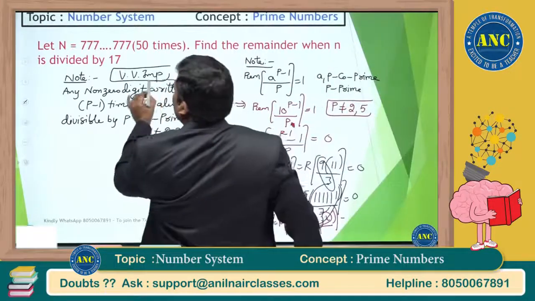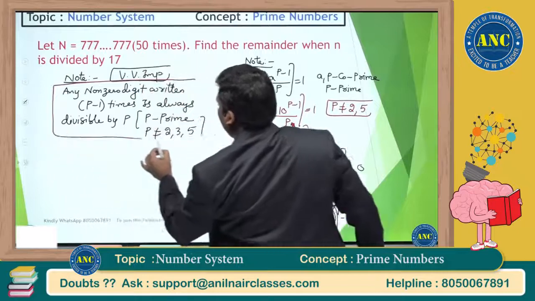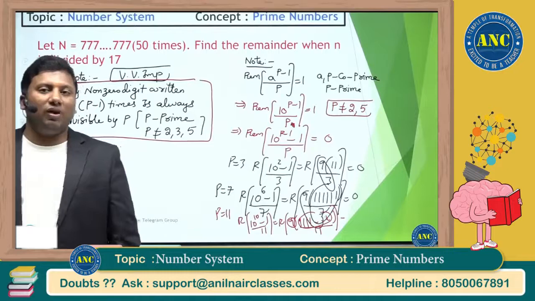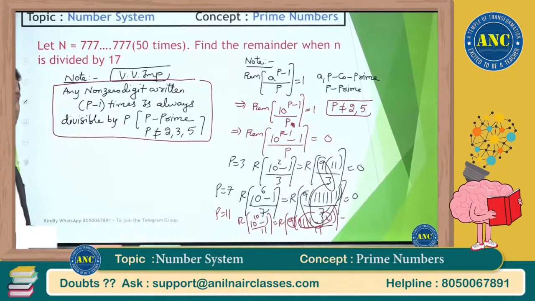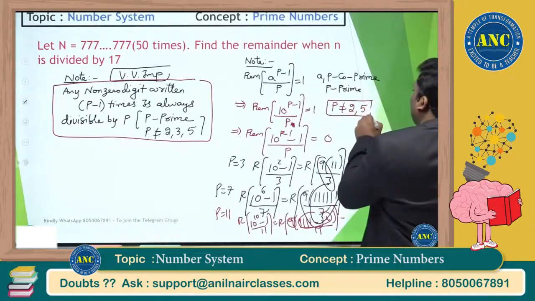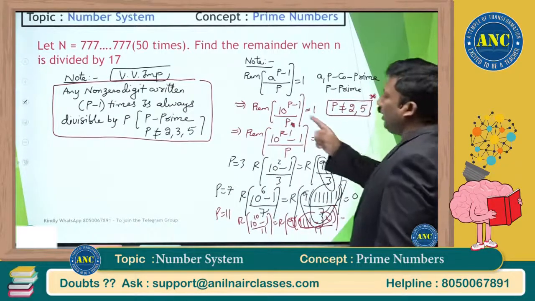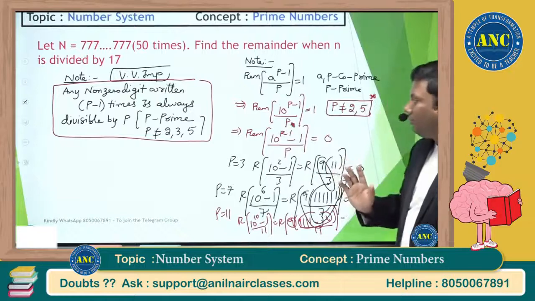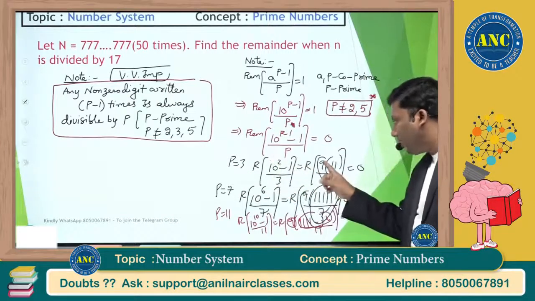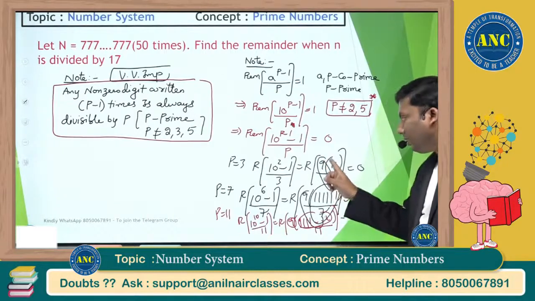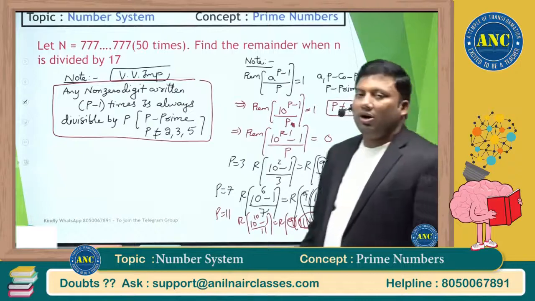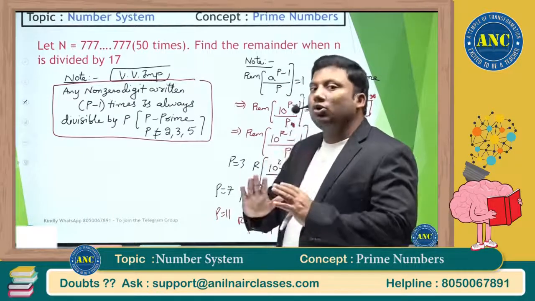Any non-zero digit, very, very important, sir. Any non-zero digit written p minus 1 times is always divisible by p. P not equivalent to 2, 3 and 5. P not equivalent to 2 and 5, because 10 and p should be co-prime to each other. Why p not equivalent to 3? Because if p is equivalent to 3, 9 is divisible by 3. So I am starting beyond 2, 3 and 5.